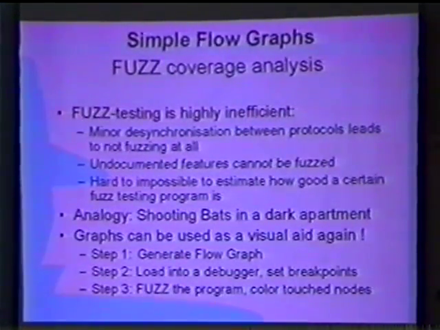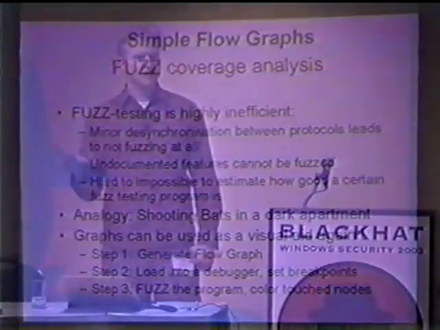So what we're going to do is something similar to what Microsoft did. We're going to generate a flow graph. We're going to set breakpoints on every graph node. And then we're going to fuzz the application. And whenever our breakpoints are being hit, we're going to color the node, so we see which pieces of code have been touched and which pieces of code have been fuzzed.